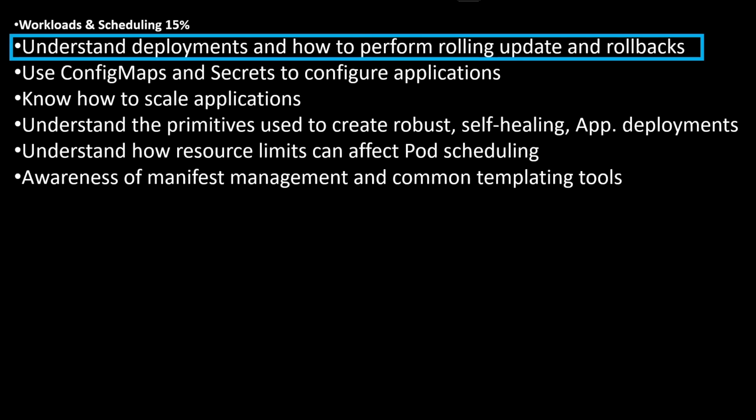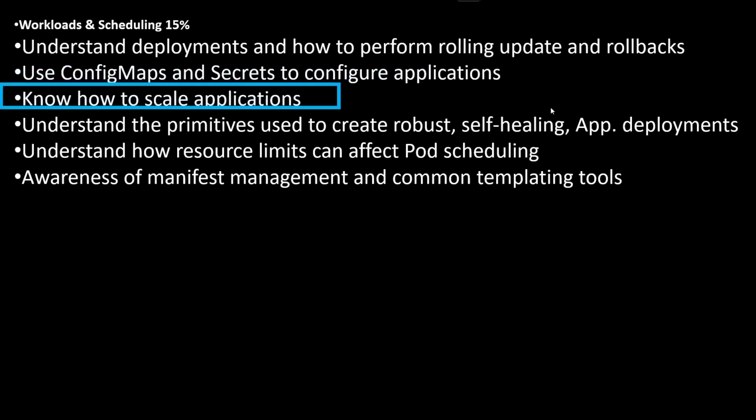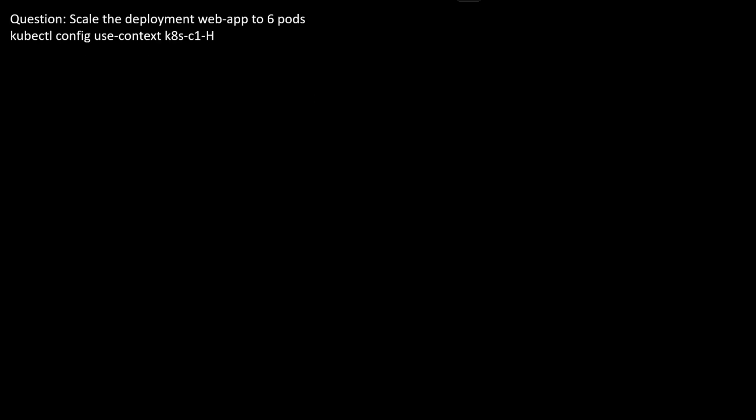Now we have completed the first topic. Let's move to the second topic, that is use ConfigMaps and Secrets to configure applications. I'm not sure you will get any question from this. If you observe any question, please comment the question and I will create a new video for our DevOps community. But if you want to know what ConfigMaps and Secrets are, I have already created one video on my YouTube channel. You can watch it.